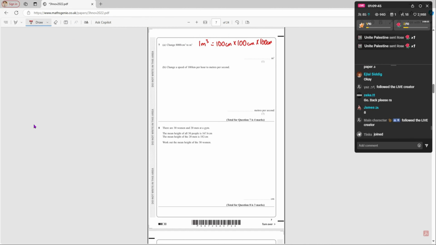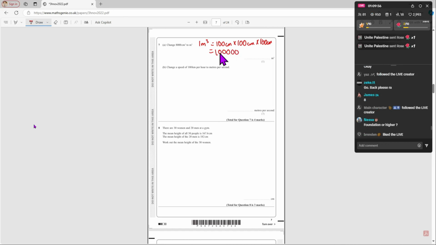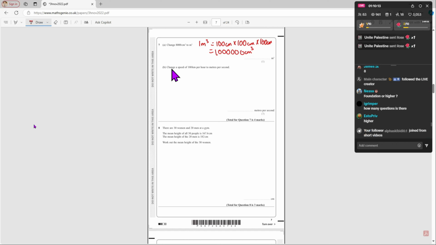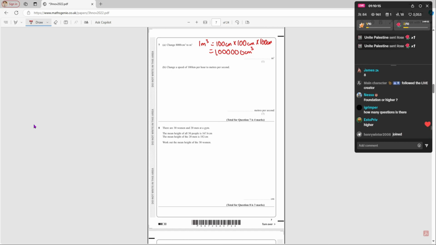I'm just writing this, then you're going to know why I'm going to divide it by 1 million. That is the same as saying 1 million centimeters, so 1, 2, 3, 4, 5, 6, centimeter cubed. So we know that 1 meter cubed is equal to 1 million centimeter cubed. We know that 1 meter cubed is equal to 1 million centimeter cubed.